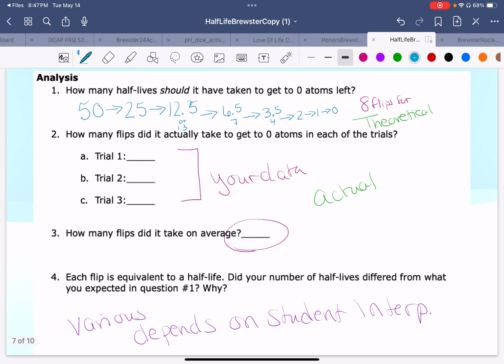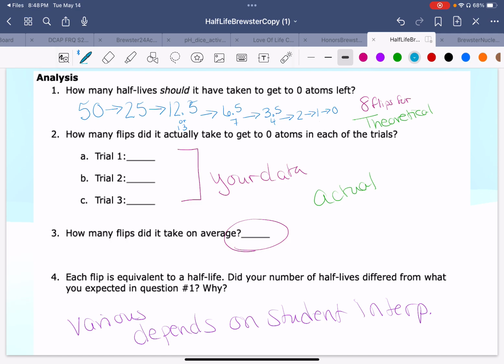All right? So just going back over it, the idea is that it is half-lives. So let's say that I start with 50 objects in my cup. After a half-life, then I should have 25 that are still radioactive. I shake it again for my half-life. I end up with 12.5, so it's rounded to 13. Then shake it again. 13 goes to 7. Shake it again. 7 goes to round up to 4. Shake it again. 4 goes to 2. 2 goes to 1, and 1 goes to 0. So theoretically, when I do the activity, it should take me 8 flips to get to stability.